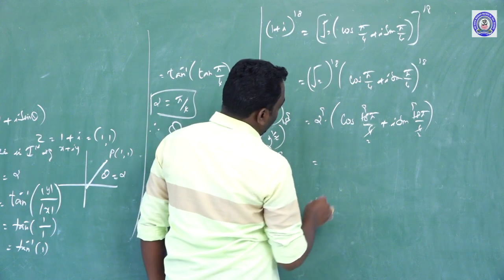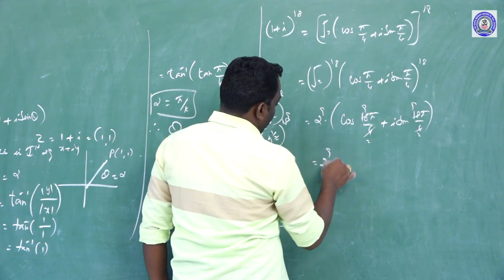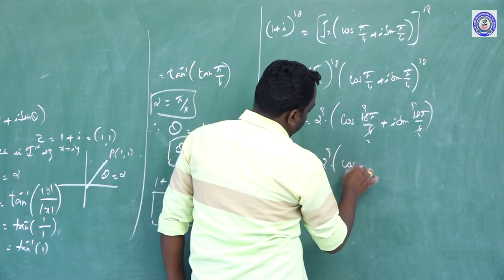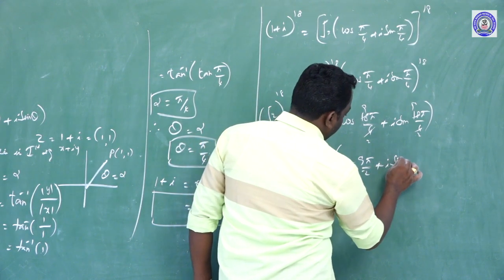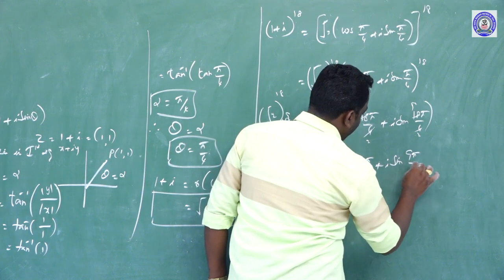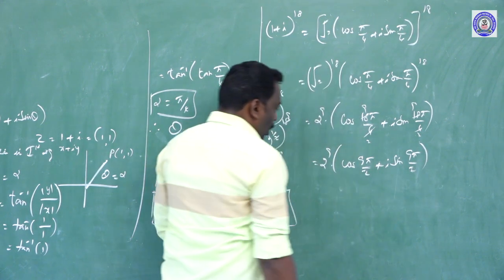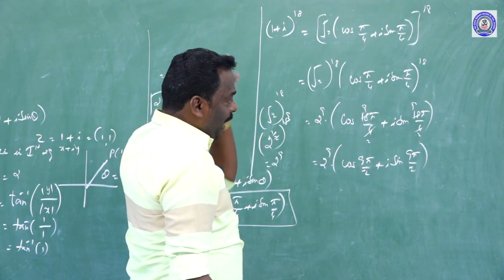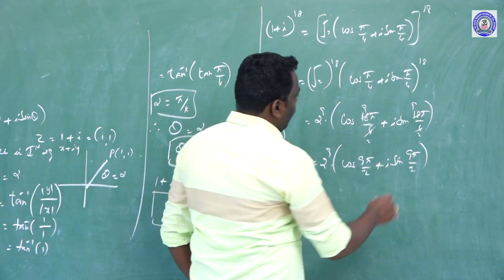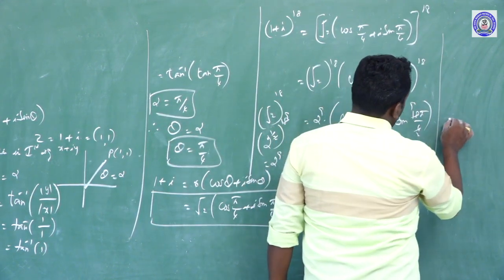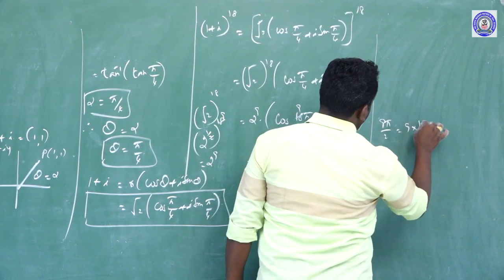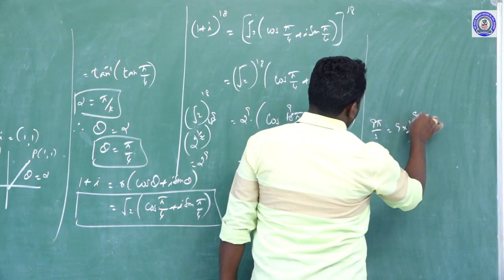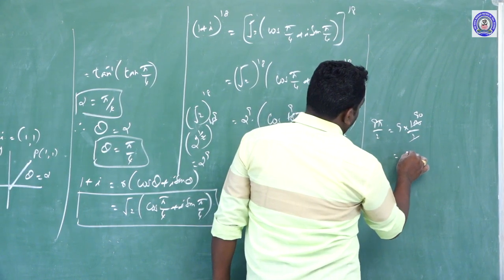Therefore it is equal to 2 power 9 into cos 9π/2 plus i into sin 9π/2. So now we have to convert 9π/2. See, just what is the value of 9π/2? 9π/2 is equal to 9 into 180/2, cancel it, is 90, that is equal to 810.